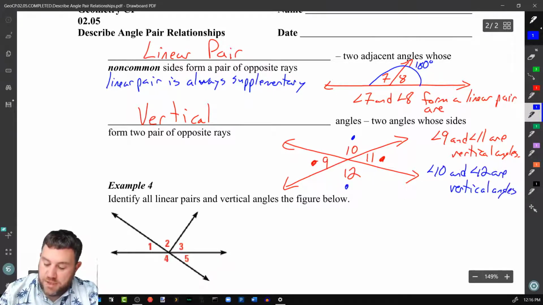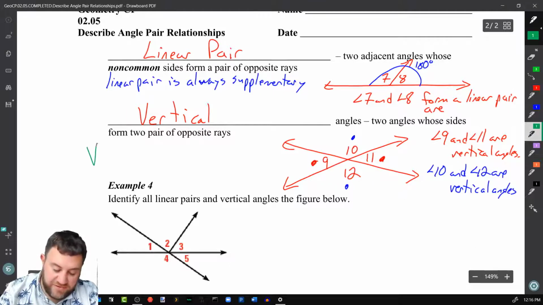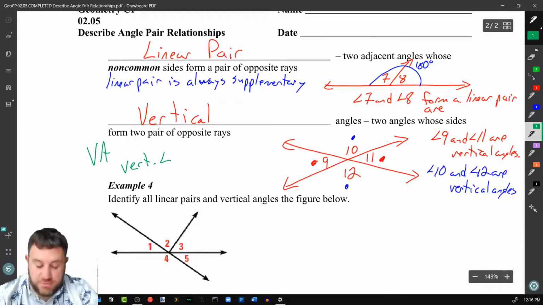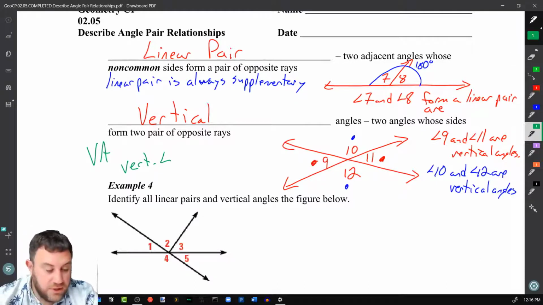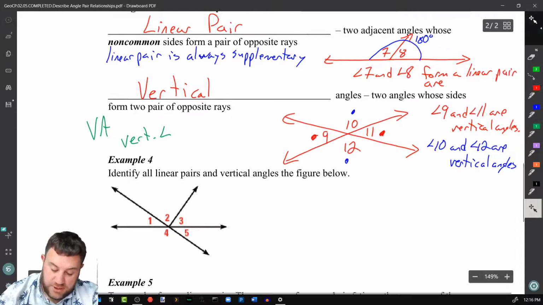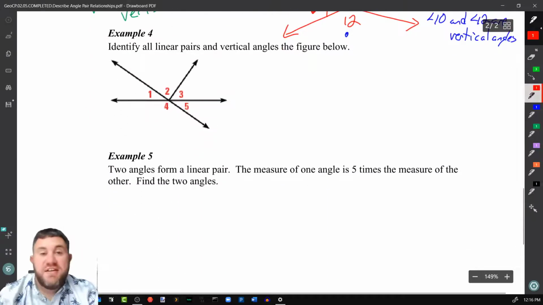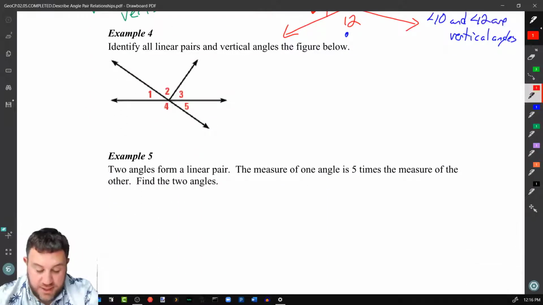And sometimes I'll abbreviate this with VA or vert and then the angle symbol. So when you see those abbreviations, that's what that stands for. And we'll learn more about vertical angles here in the next couple weeks. So let's do some identifying, because that's what we're focusing on today.